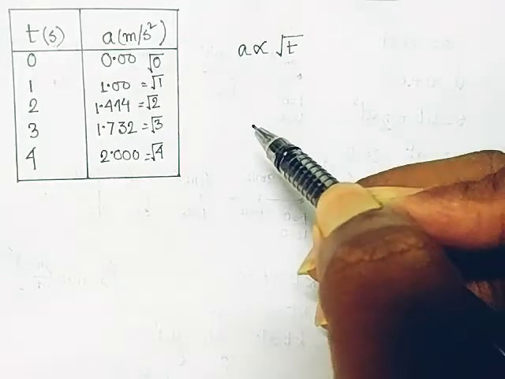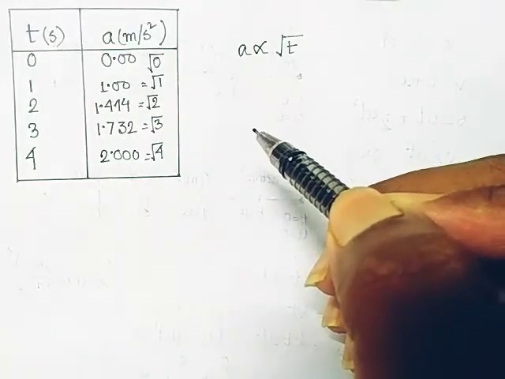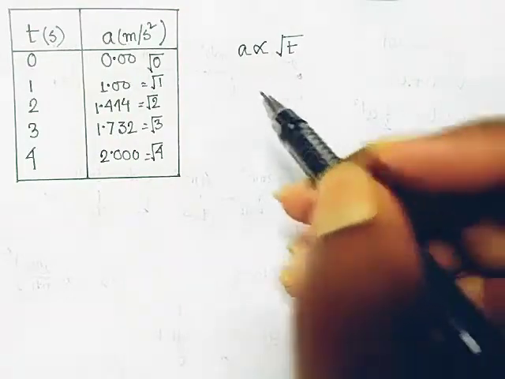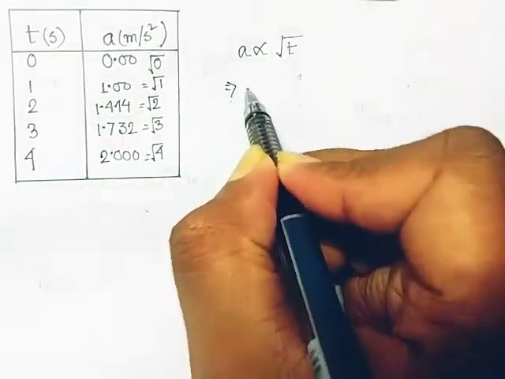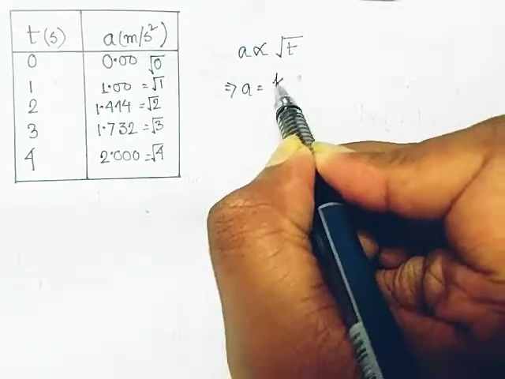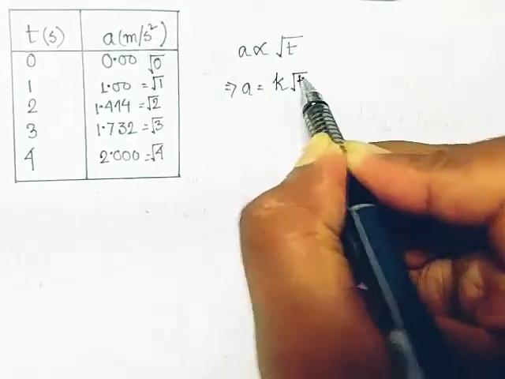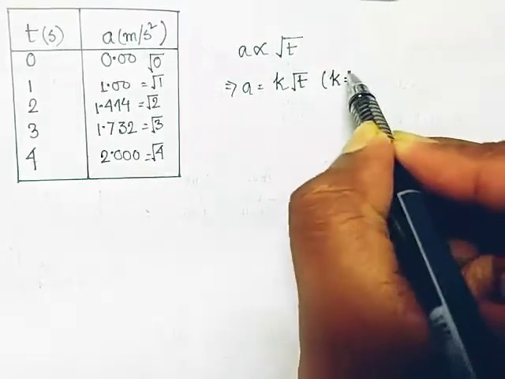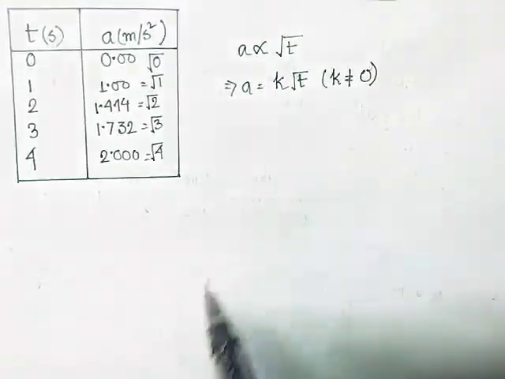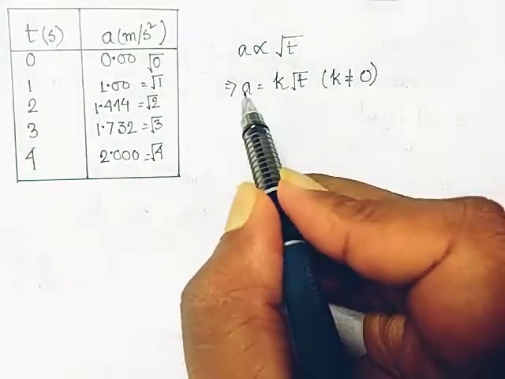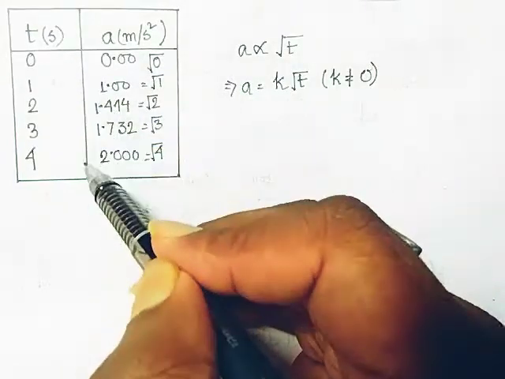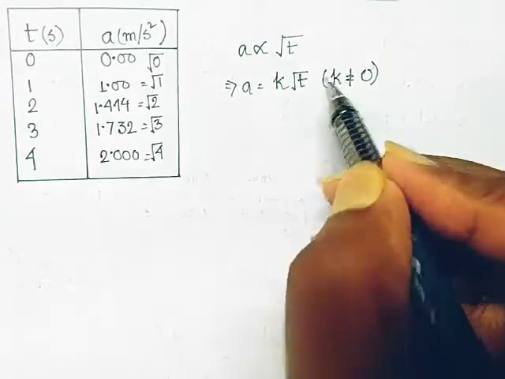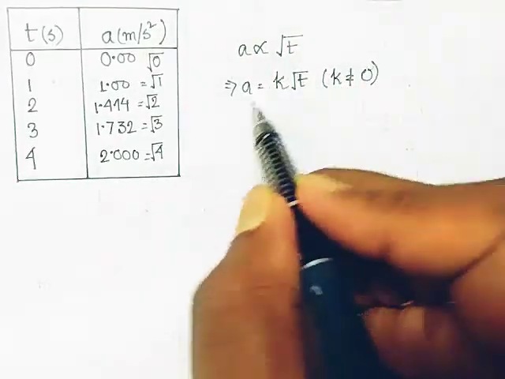And what is the question that is asked there? Find out the velocity and displacement after a time t equal to 4 seconds. So the acceleration is equal to k into root of t, where k is a constant of proportionality, and we have to consider that k is not equal to 0, because if k is 0 then for all possible values of t, the acceleration becomes 0.